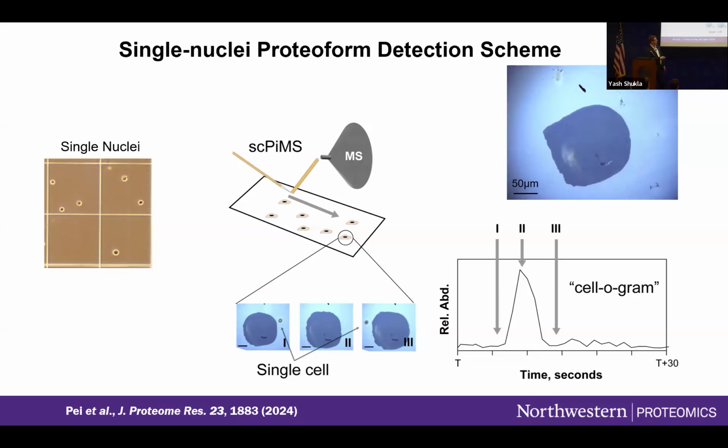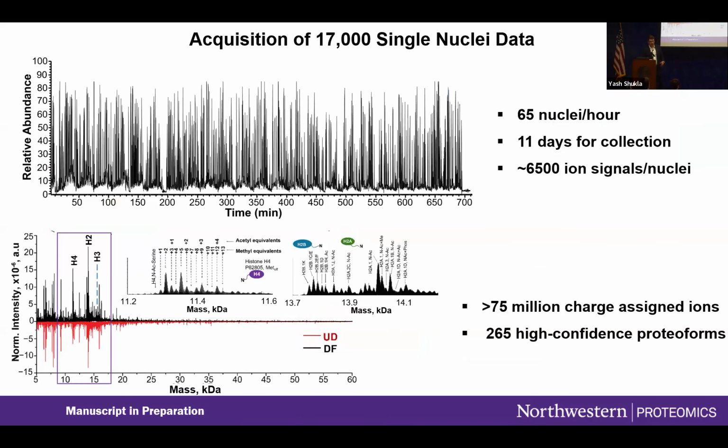And we can see in the chromatogram here, we have a little bit of background before and after. However, we start extracting out these individual ions when we're on top of the cell. We like to call this a cellogram. So to gain enough statistics for our various states, we'll sample 17,000 single nuclei. Half of this is in the undifferentiated state, and the other half is in the differentiated state.